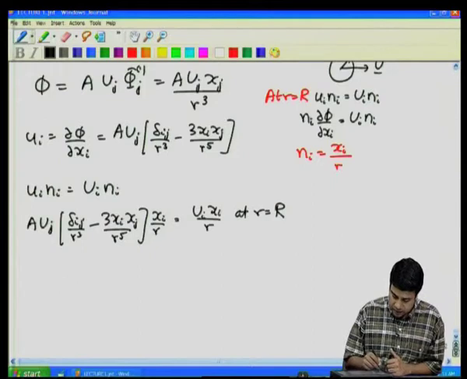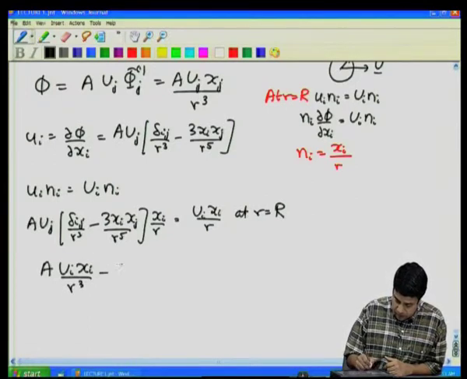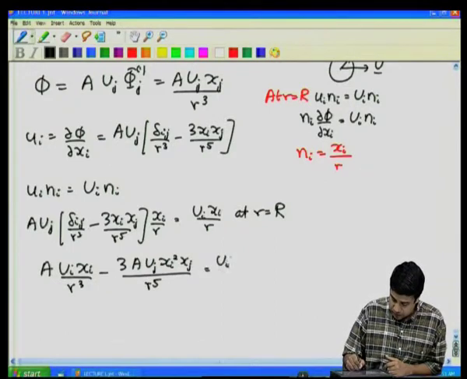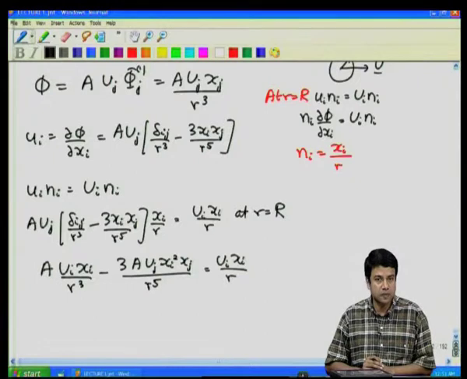I can multiply these. Okay. A U_j times delta_ij gives me U_i. So, I get a U_i x_i by r cubed minus 3 a U_j x_i squared x_j by r power 5 is equal to U_i x_i by r. x_i squared, which is x_1 squared plus x_2 squared plus x_3 squared, is equal to r squared. And U_j x_j is U dot x, U_i x_i is also U dot x. So, these are all the same things.